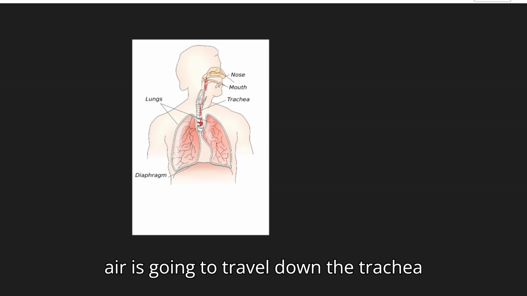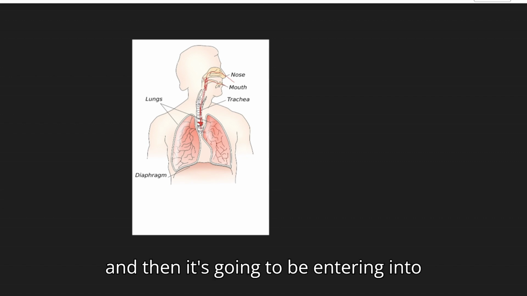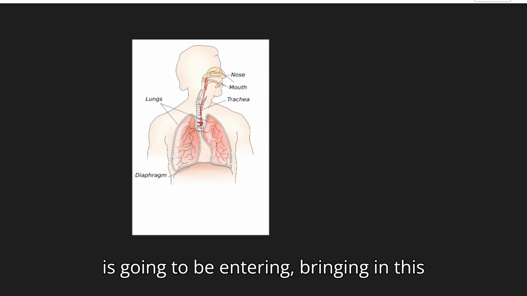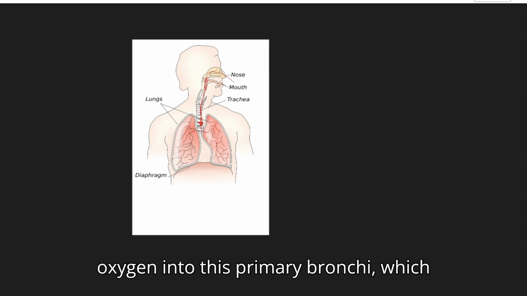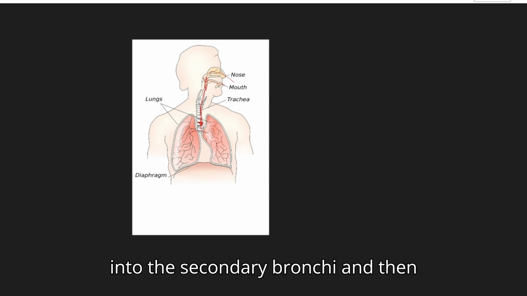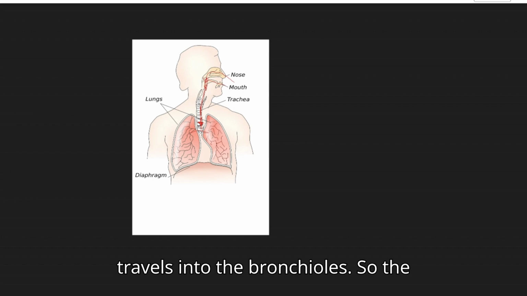So this air is going to travel down the trachea and then enter the right or the left lung. This is going to bring the oxygen into the primary bronchi, which are these first trees that you're going to see here. Then it enters into the secondary bronchi and then travels into the bronchioles.